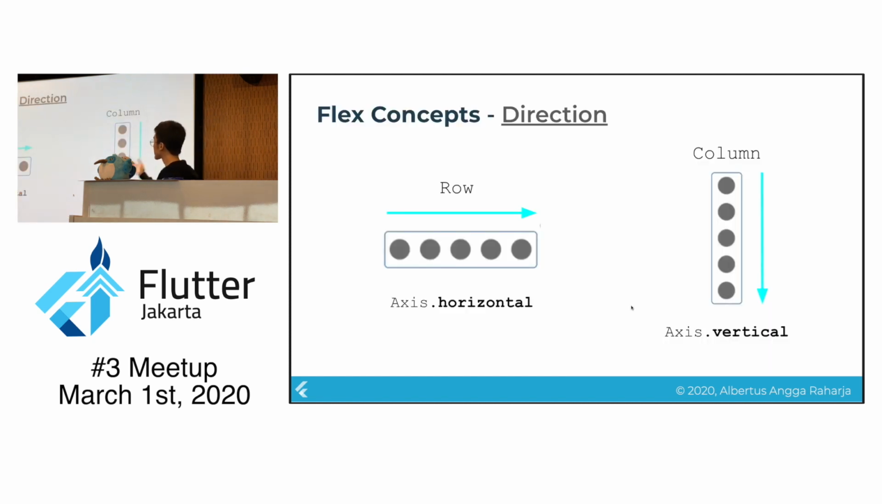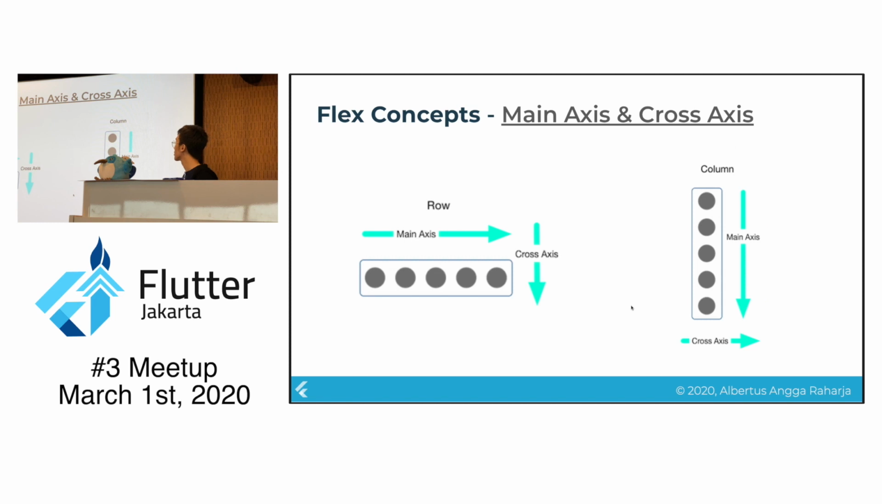So let's talk about flex concepts. The first concept is direction. As I mentioned before, row is horizontal, column is vertical. So axis here is a class from Flutter. It's an enum class, and the possible values are only horizontal and vertical.